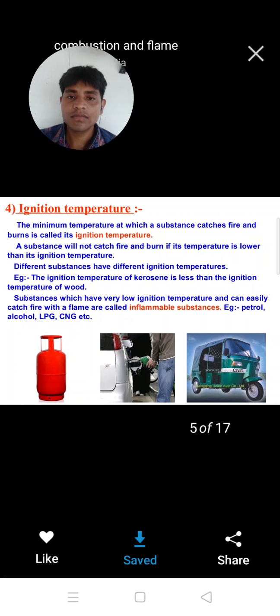Okay, dear student. I hope all of you understood this about ignition temperature: the minimum temperature at which a substance catches fire and burns is called its ignition temperature. That means any substance can catch fire easily. If the ignition temperature is very low, then that substance catches fire very soon.